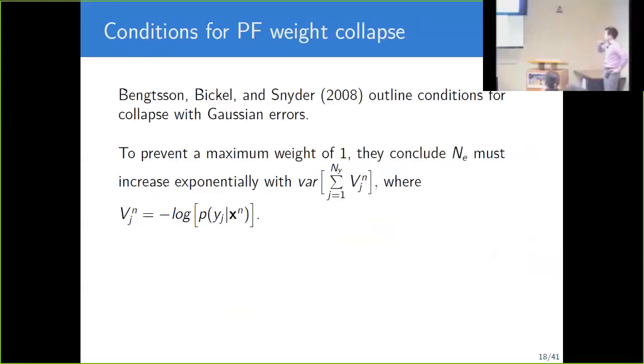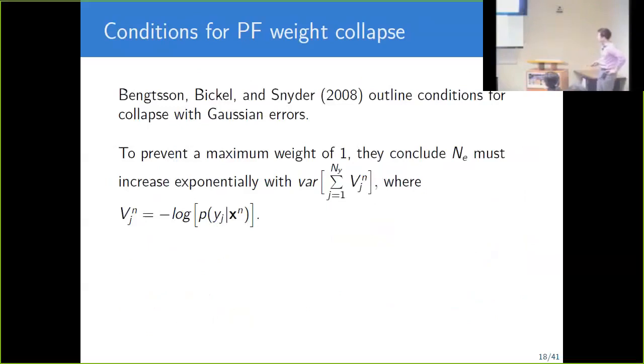And so this collapse of the standard bootstrap particle filter is something that's been studied quite a bit, and there's a number of nice papers out there that go through some conditions for why it collapses. There are three papers from 2008, all co-authored by Chris Snyder, Bickel, and Bengtsson, and they outline some conditions for the collapse of this method with Gaussian errors.